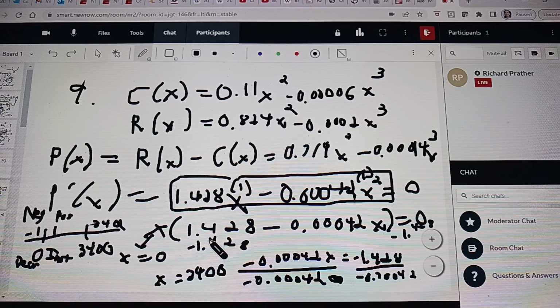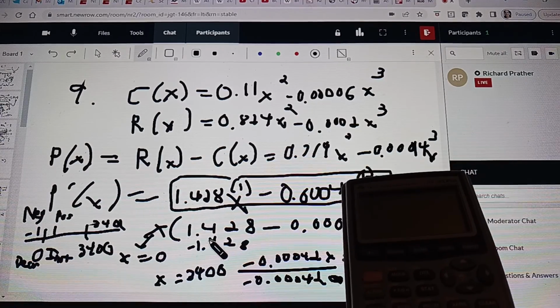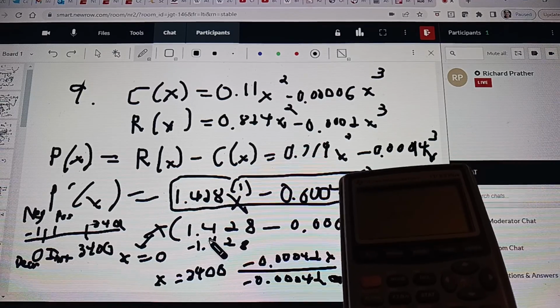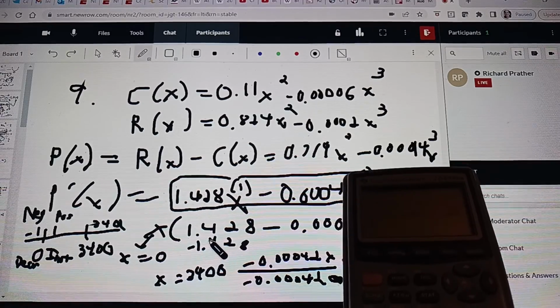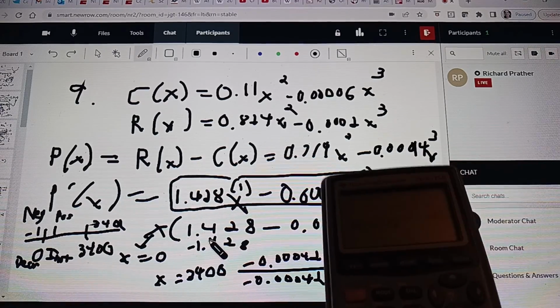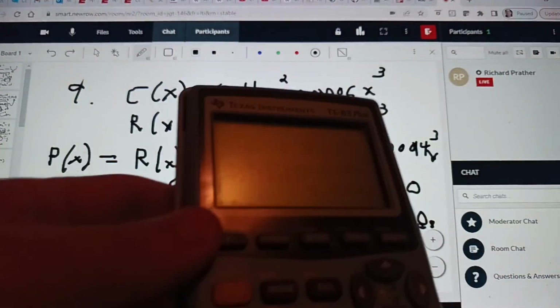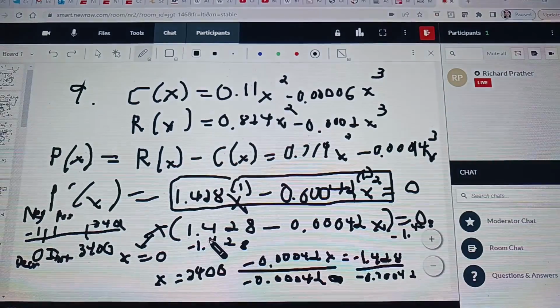Okay, finally plug in 3,401. So 1.428 times 3,401 minus 0.00042 times 3,401 squared. And I got a negative 1.4 again.